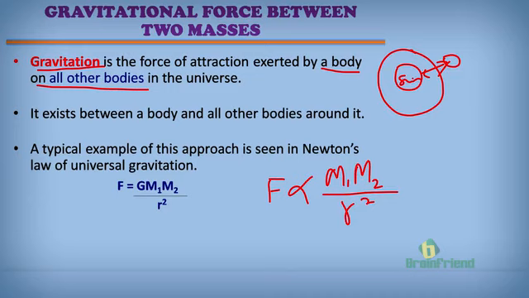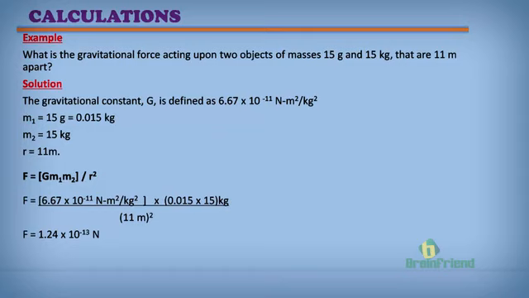Now, if you remove this proportionality sign here, you have F is equal to G m1 m2 over r squared, where this capital letter G is a constant, replacing this proportionality sign, and is called the gravitational constant. Now, let's look at a few calculations involving Newton's law of gravity.